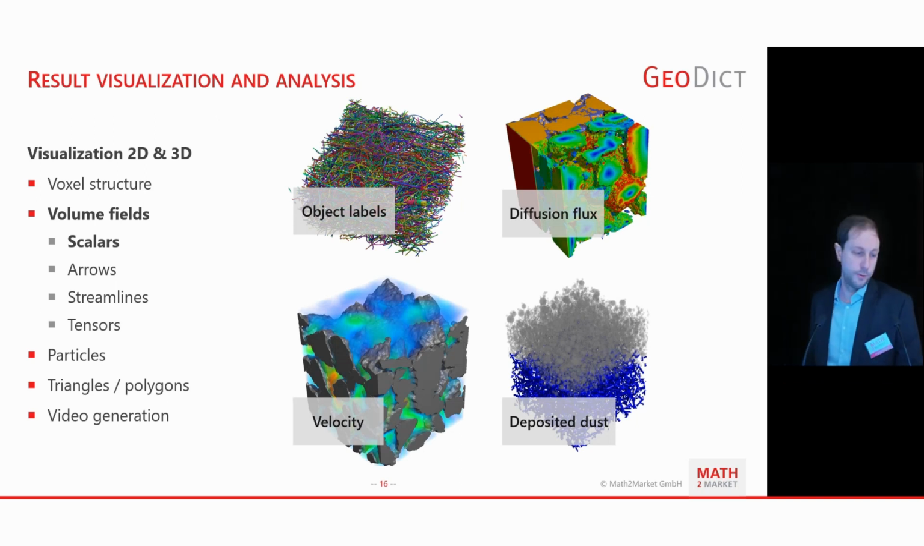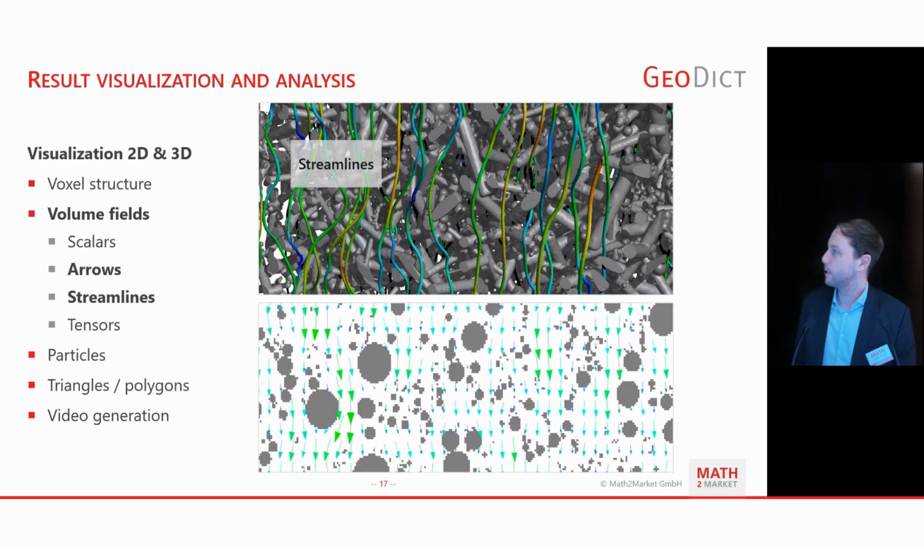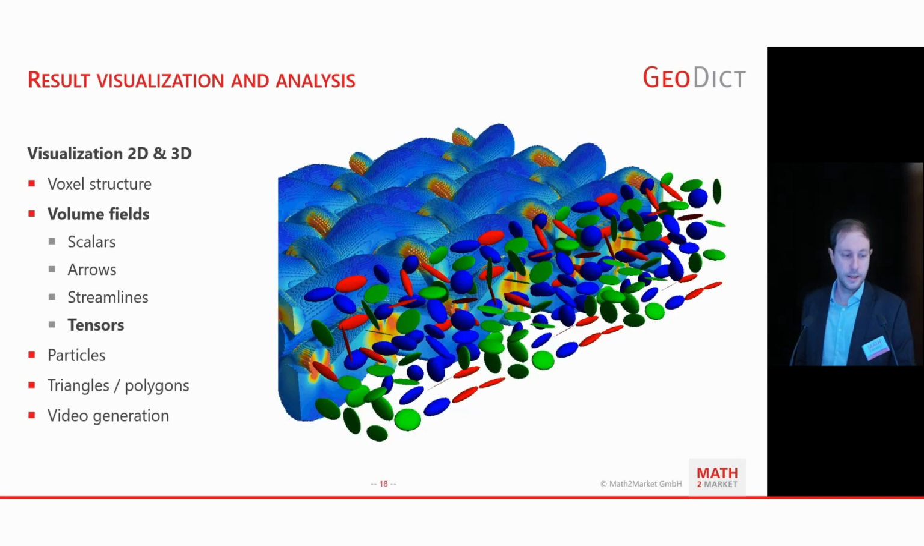But when it comes to flow, there's not only the velocity that you see here, you surely want to see the directions. No problem, we have streamlines or arrow visualization for this case. And then finally, you can also visualize tensors. Here is an example from a tensor, which is the strain field from a mechanical simulation.